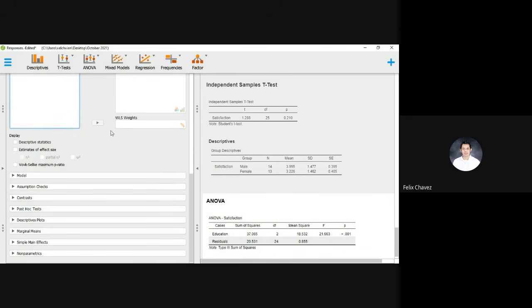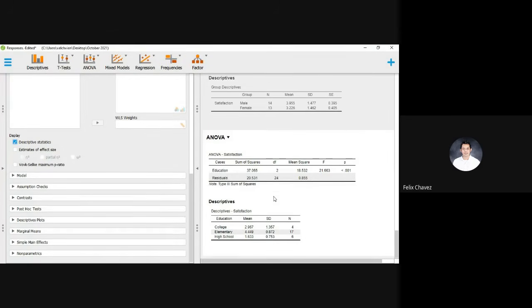And then you can display the descriptive statistics. Let's look at the descriptive statistics. There are three groups here. In the second table, you can see in the right, the output view, we have the educational attainment and the mean and standard deviation per group. It shows here that elementary has the highest satisfaction score with a value of 4.44. Then we have college with a value of 2.96 and high school 1.63.